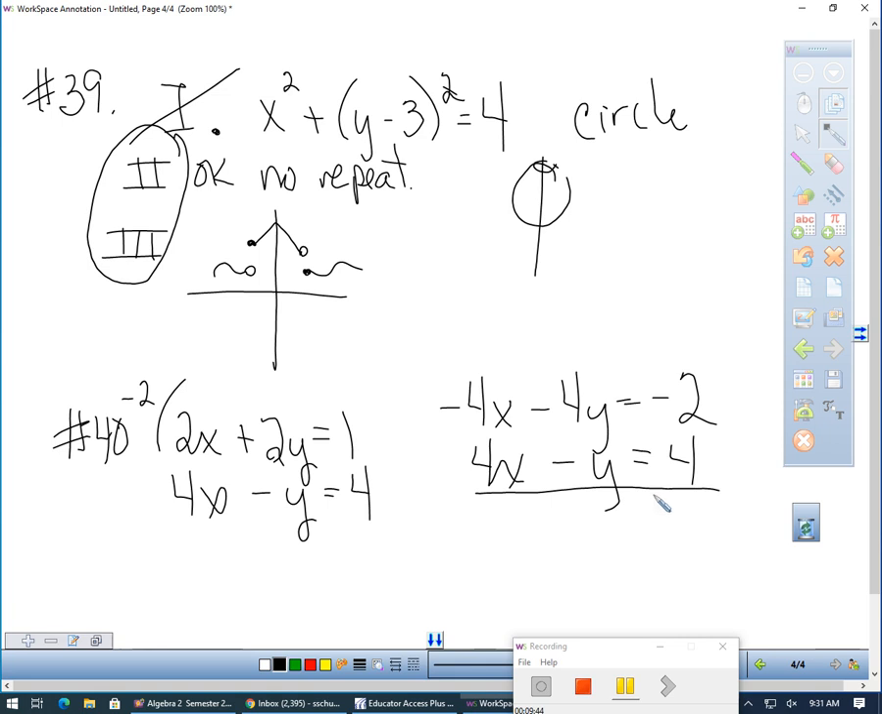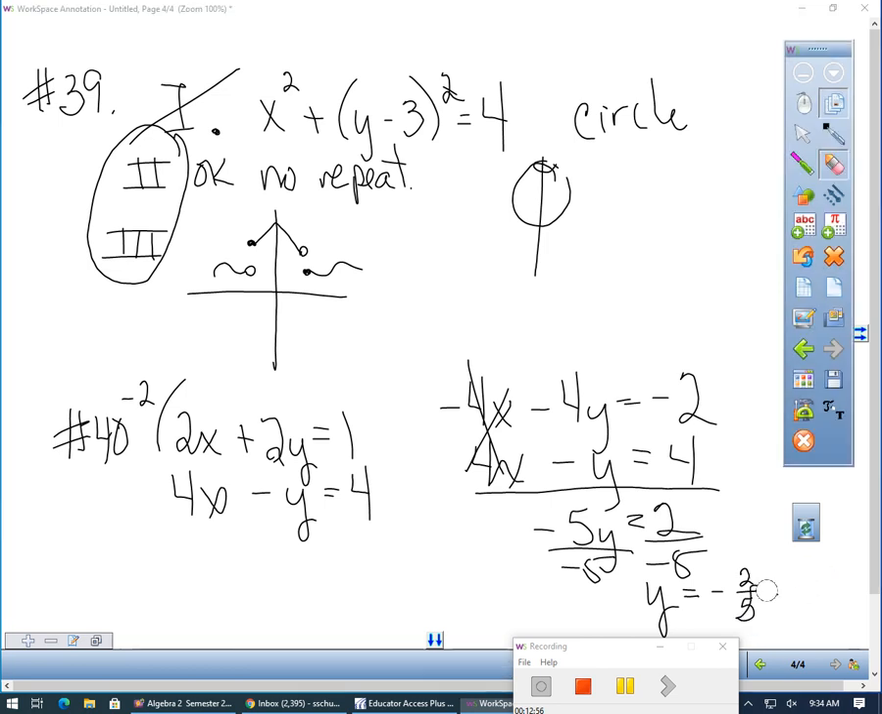Adding these together, our x's drop out. We get negative 5y equals 2, dividing both sides by a negative 5, and y equals negative 2 over 5, or negative 0.4. Either answer would be acceptable.